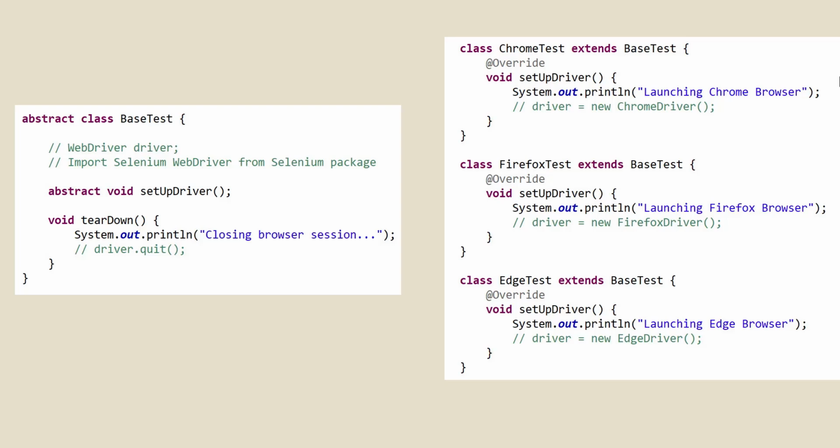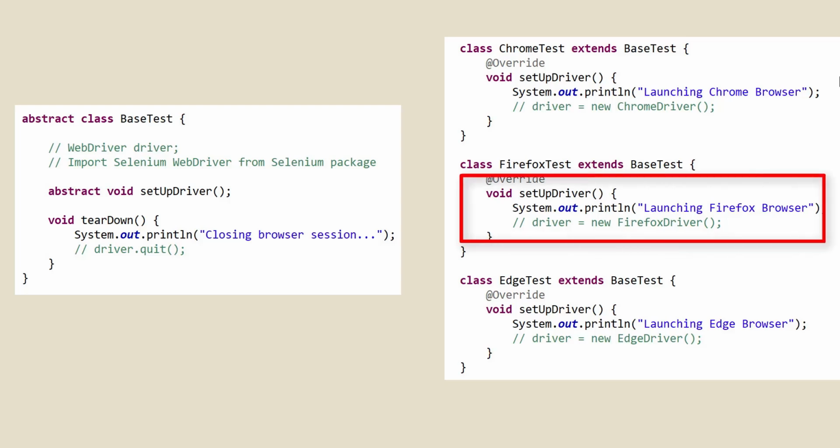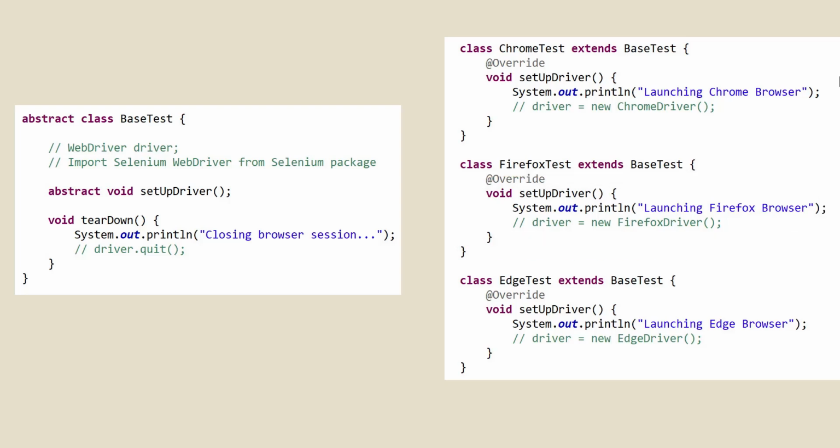Similar to this, I created my next child, Firefox test. Class Firefox test extends base test. Again, Firefox test must implement this abstract method setup driver from the base test. Inside this method, again, you can add steps to launch the Firefox browser. And similar to this, we created our third child, Edge test, which extends base test. We implemented this abstract setup driver method inside this class as well to open our Edge browser.